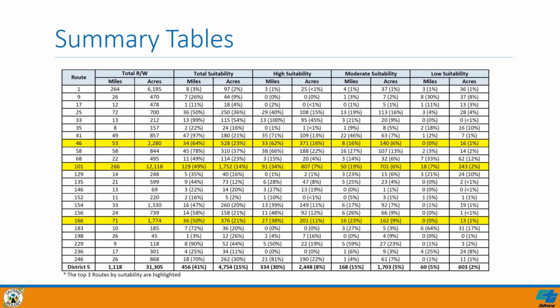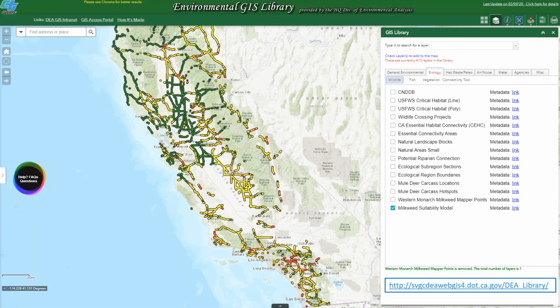And speaking of showing the public, because we are a transparent agency, this model is available online at the website below. We have an environmental GIS library that is used mostly within the agency, but also it's a public site, I believe. So you can explore this map if needed.